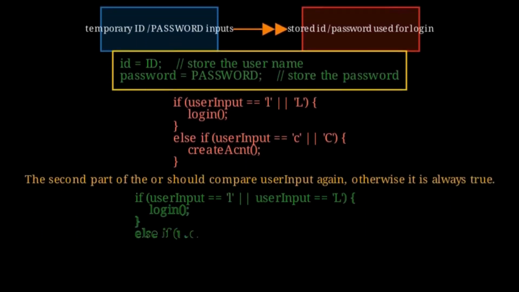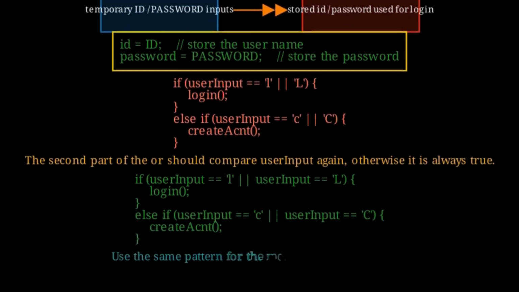The fix is to compare user input to uppercase L explicitly, so the correct form is if user input equals L or user input equals uppercase L. Do the same pattern for C and for the money option menu as well. This ensures the code only calls login when the user actually typed L.